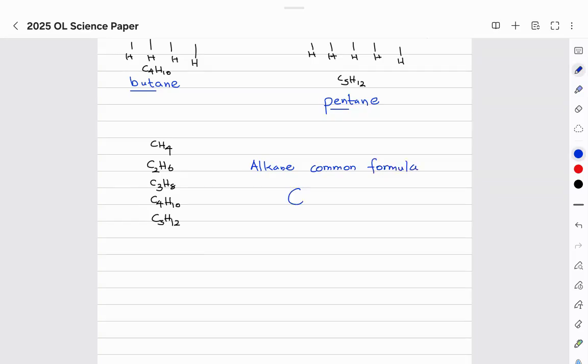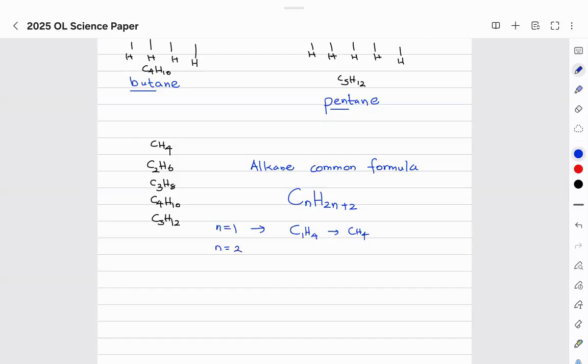Yes, Abhiram, you are correct. CnH2n plus 2. This is the common formula. Let's substitute n equal 1. Then what is it? C1H, 2 into 1 is 2, plus 2, 4. CH4.